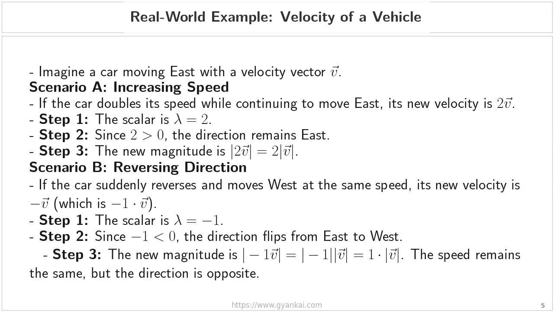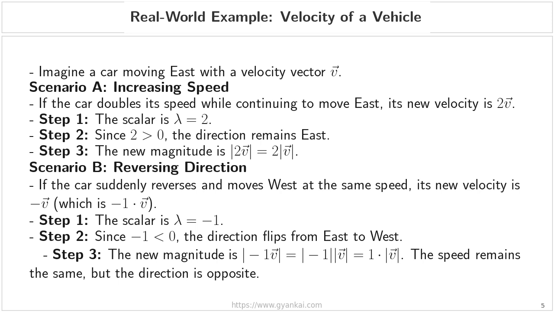Now let's consider scenario B, which demonstrates a change in direction. Imagine the car suddenly hits the brakes, reverses, and begins moving west at the exact same speed. We can represent this new velocity as negative v vector, which is the same as saying negative 1 times the v vector. Let's apply our analysis again.